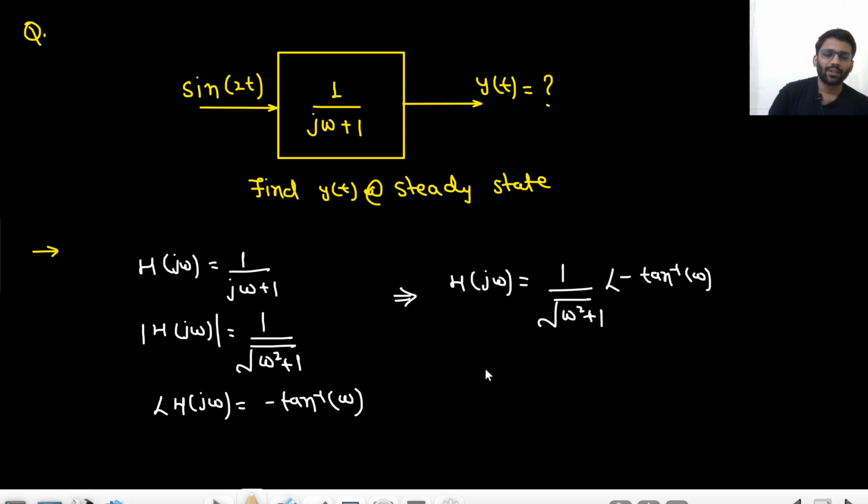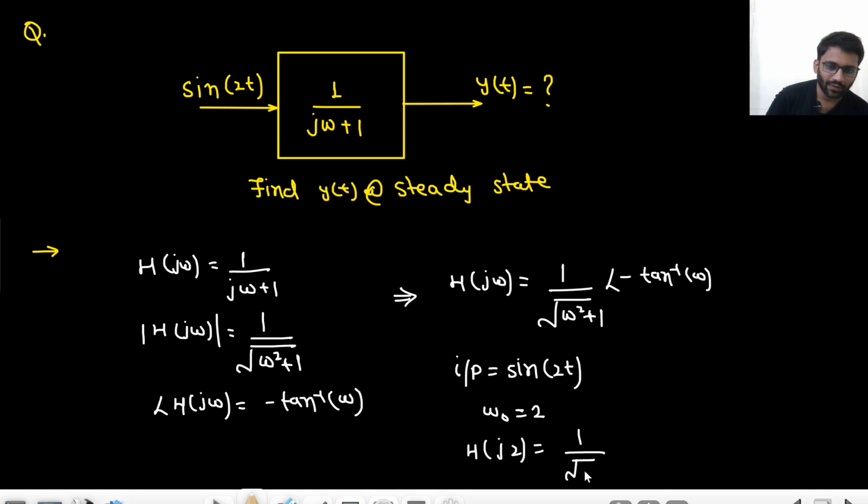Now here what is your input? Input is sine 2t. So what is omega naught? Omega naught is 2, right? So what will be your h of j2? That would be 1 upon root 5. The angle will be minus tan inverse 2. What will be your output, y(t)?